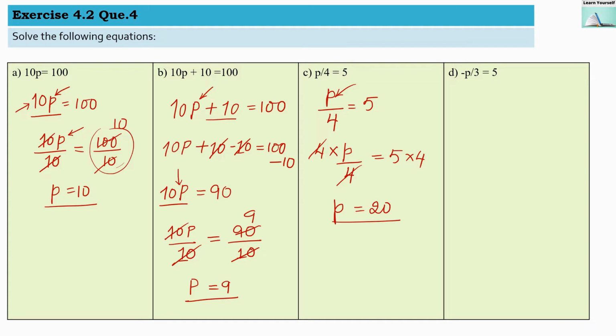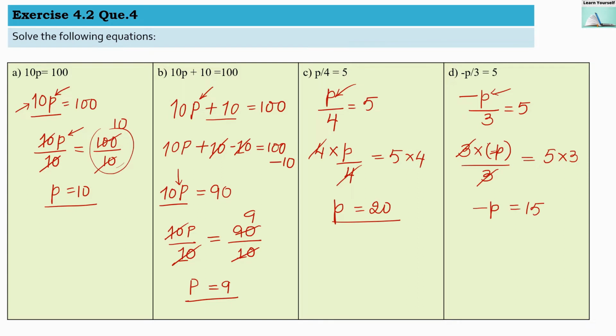Our next equation is minus p by 3 equals 5. Now we want to separate this variable p. So we are going to multiply by 3. In multiplication, minus p is there, in division 3 is there, and in the same way we are going to multiply by 3. So 3 and 3 will get cancelled out. We will get here minus p equals 15.